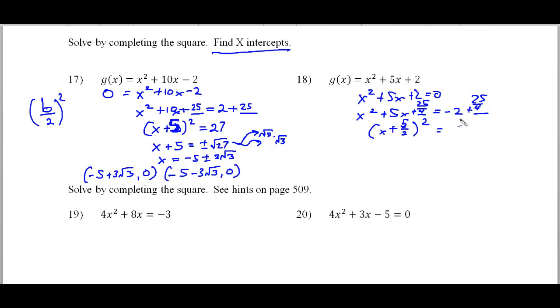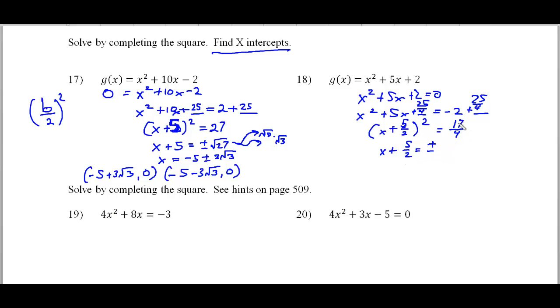Now, through the power of technology, since I don't really want to spend time reteaching fractions here, if you type in negative 2 plus 25 fourths, you can simplify this down to positive 17 fourths. Again, please use your technology, and if you need a refresher on fractions, there's plenty of videos to go over that. Now what we're going to do is take the square root of both sides, so now I have x plus 5 halves is equal to plus or minus the square root.